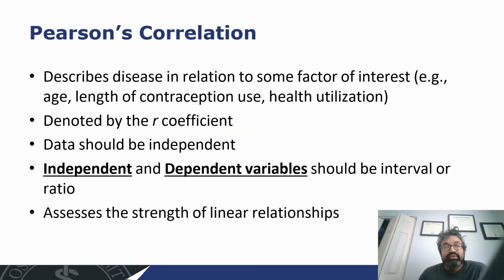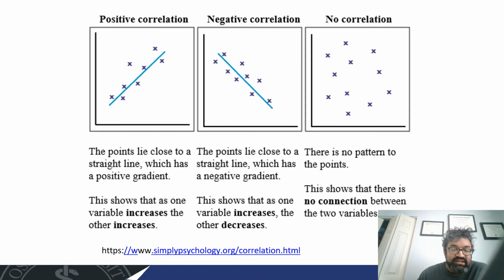So then there's Pearson correlation. Independent and dependent variable should be interval or ratio, and this is denoted by the R coefficient. Data should be independent. It describes disease in relation to some factor of interest, for instance, age versus length of contraception use, or age and healthcare utilization. It assesses the strength of linear relationships.